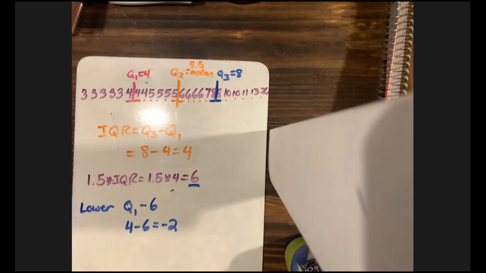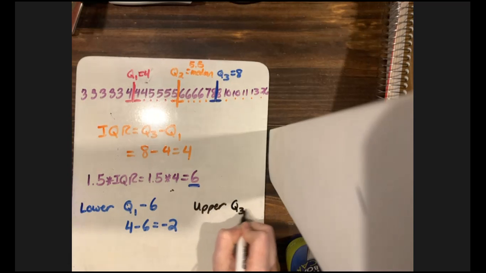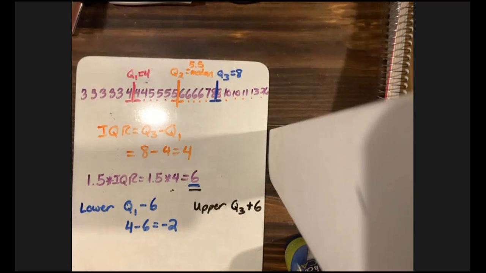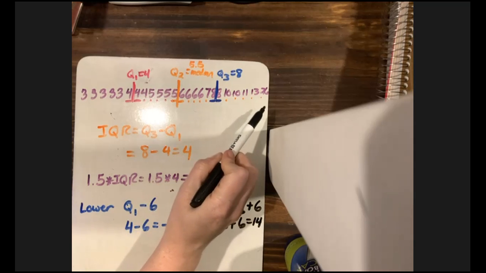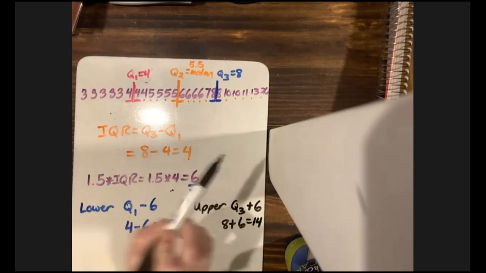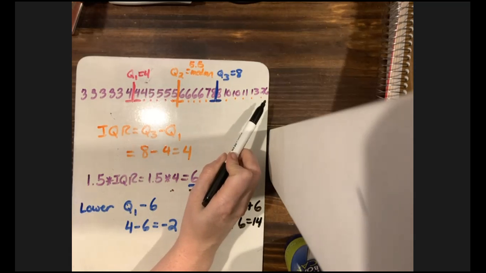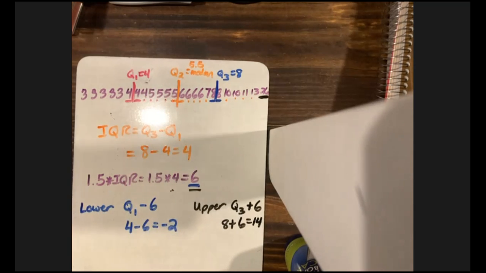Now, to find my upper boundary, we're going to do Q3 plus 6. Again, we're using that same 6. So this is going to be 8 plus 6, which is 14. Now, when I look up here, any values that are higher than 14 are outliers. 26 is bigger, so 26 is an outlier. And it doesn't matter how close I am; as long as I'm on that boundary or inside, it's not an outlier.